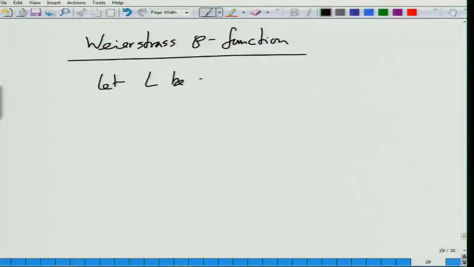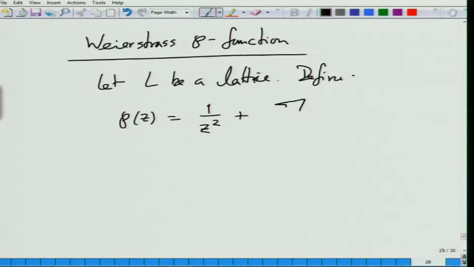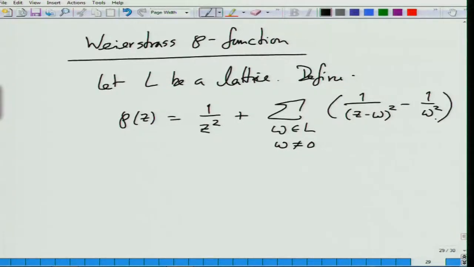So let L be a lattice, then define rho(z) to be this. So it's 1 over z squared plus the sum over all lattice points omega except 0, because at 0 this will get messed up, of 1 over (z minus omega) squared minus 1 over omega squared.